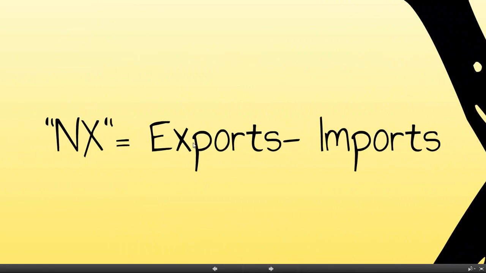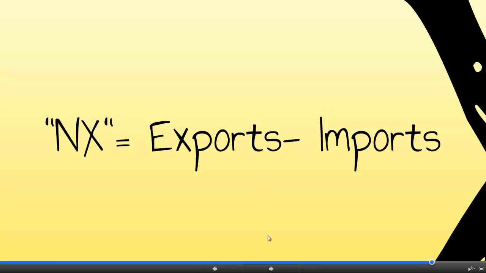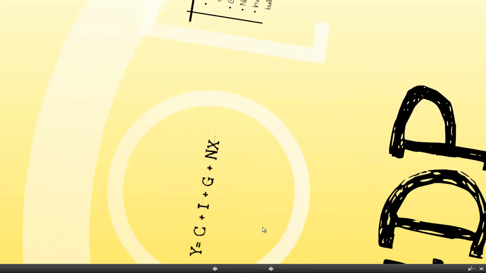Net exports. This is exports minus imports. Currently, net exports as a number is a negative number for GDP because we import more than we export. We export wheat, we export timber, but we import, think of everything that you buy. It usually has a made in China symbol on it, or made in Indonesia, or Malaysia. So we import as a whole, as a country, more than we export. Negative number for us.